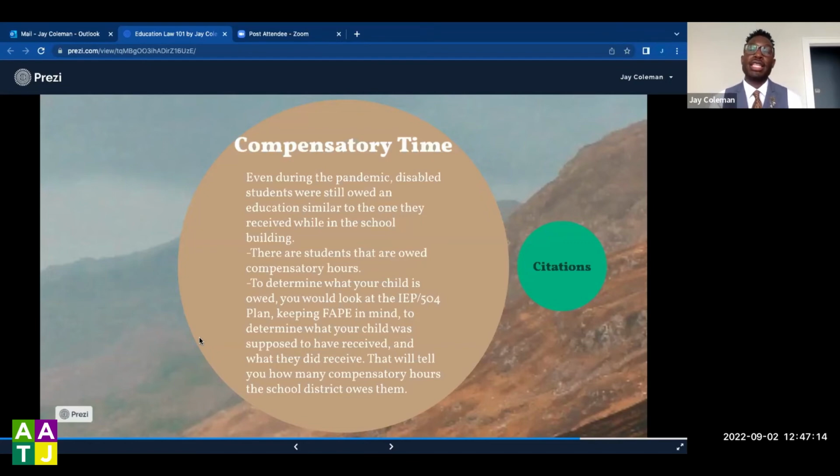So it's very important to not let school districts get away with not giving your child the compensatory hours that they're owed, because there are a lot of children who are owed compensatory hours even now from when we were at home in late 2020 and 2021, and your child is still owed that time.